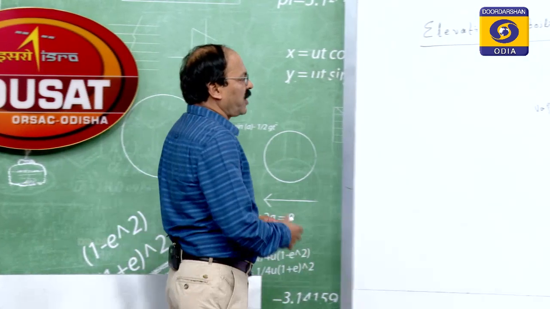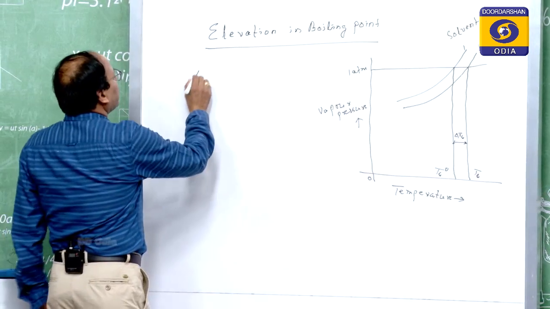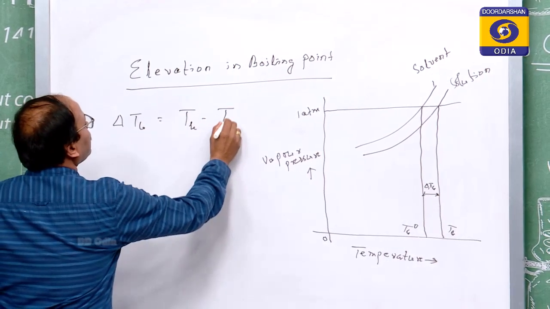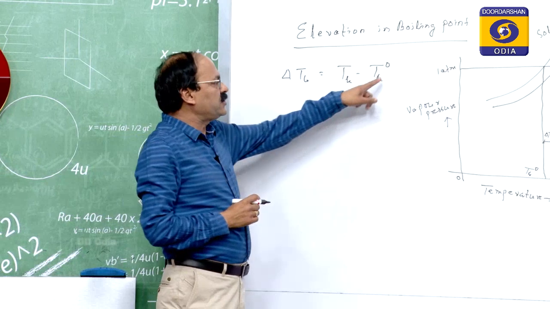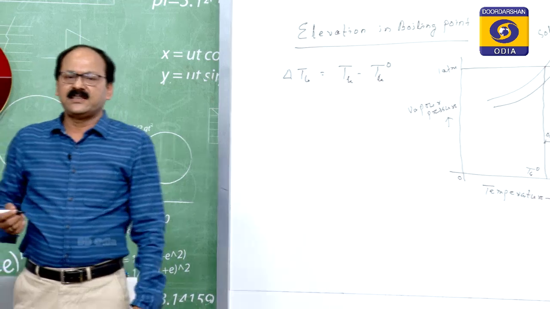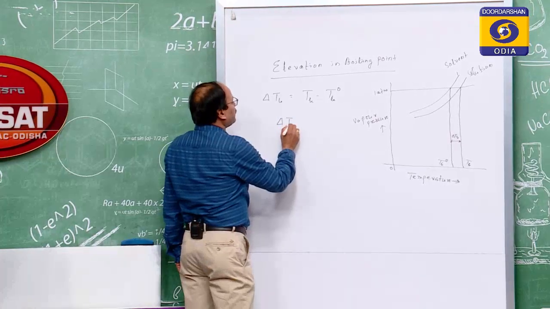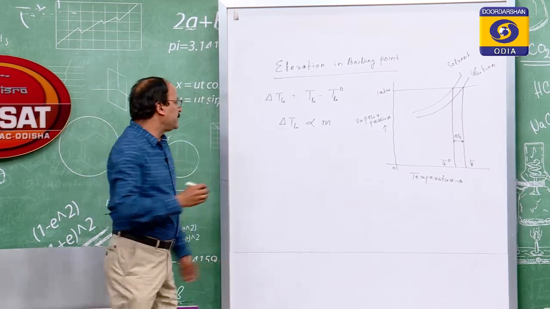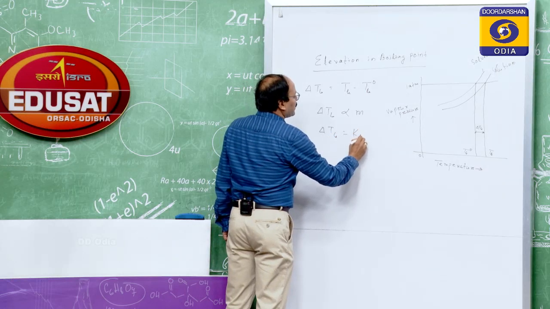If you plot a graph between vapor pressure and temperature, you will get this type of curve. That is, delta T B is equal to T B minus T B 0, where T B is the boiling point of the solution and T B 0 is the boiling point of the pure solvent. From experiment, it is seen that the elevation in boiling point is directly proportional to the molality of the solution, that is, delta T B is proportional to m. If we remove the proportionality sign, delta T B will be equal to K B into m.